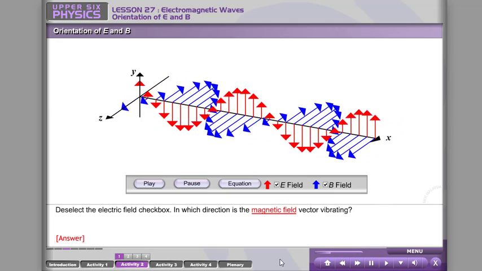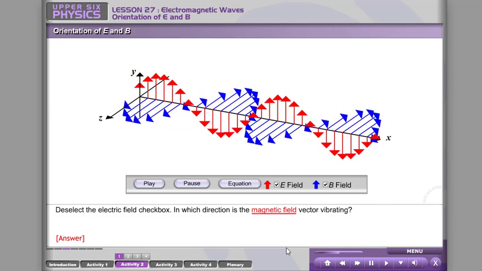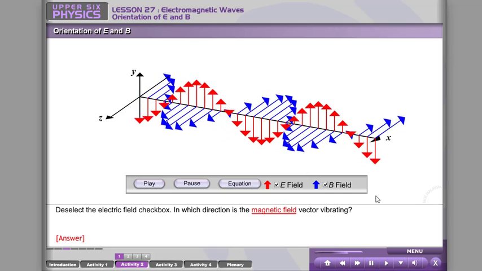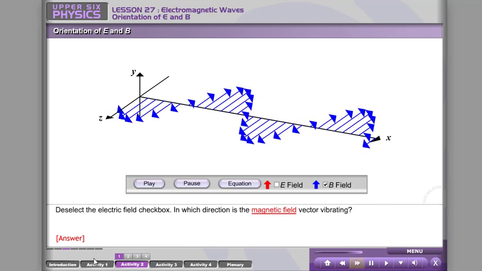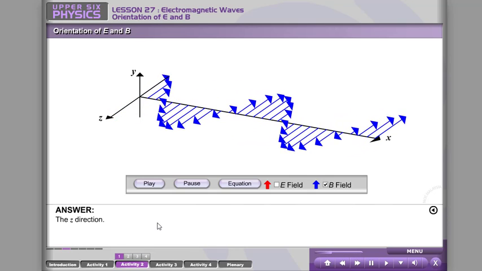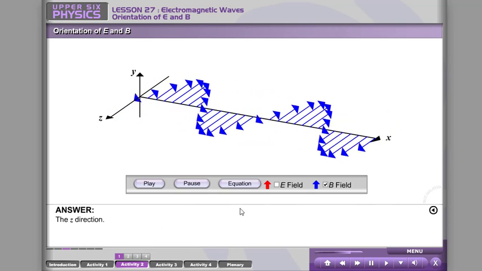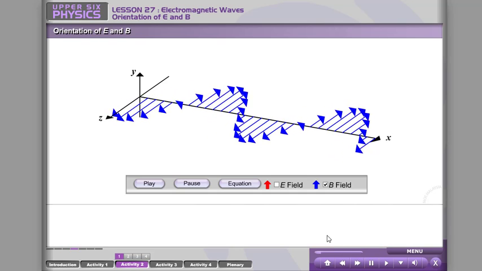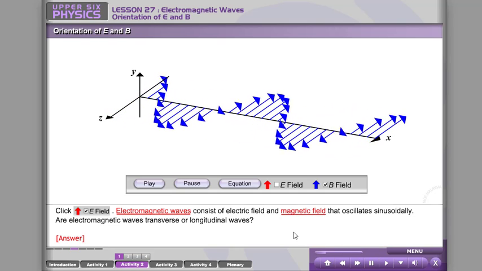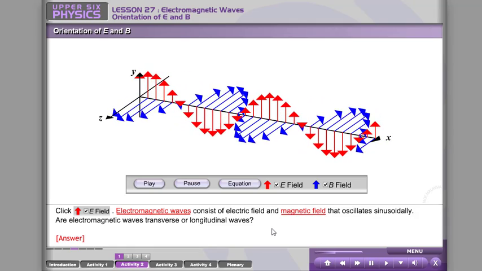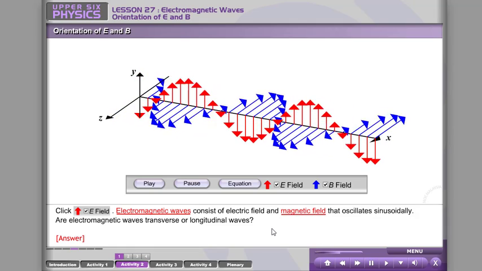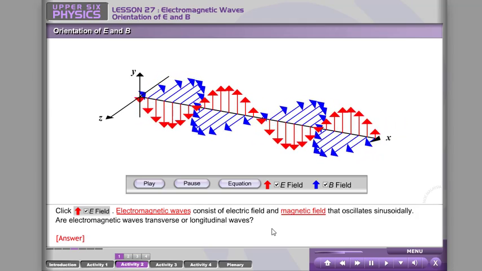Deselect the electric field checkbox. In which direction is the magnetic field vector vibrating? Answer: the Z direction. Click the electric field checkbox. Electromagnetic waves consist of electric field and magnetic field that oscillate sinusoidally.